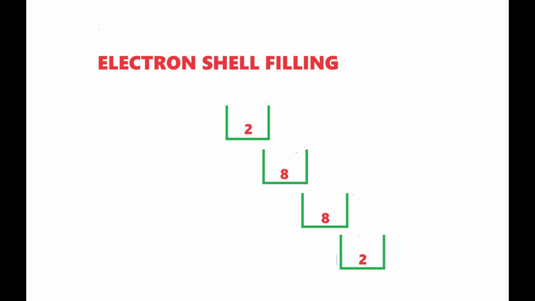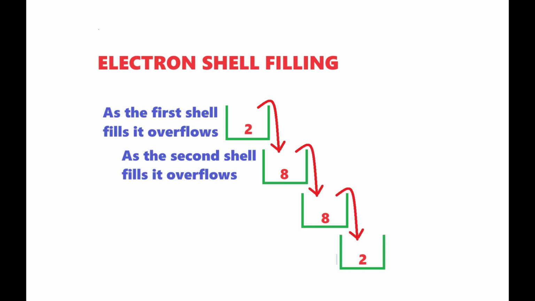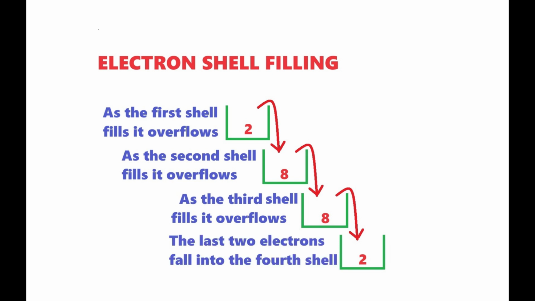And so how do we work out the filling of the electron shells? Well, you need to think about having the number of electrons in a cup, and you pour the electrons from the cup into the cascade that I've got shown here. The first shell can hold 2 electrons, and as the first shell fills up, it overflows. The second shell can hold 8 electrons, and as the second shell fills up, it overflows. The third shell can fit 8 electrons, and as the third shell fills up, it overflows. And then the fourth shell can hold 2 electrons for the first 20 elements, and then this shell just fills up with the 2 electrons.